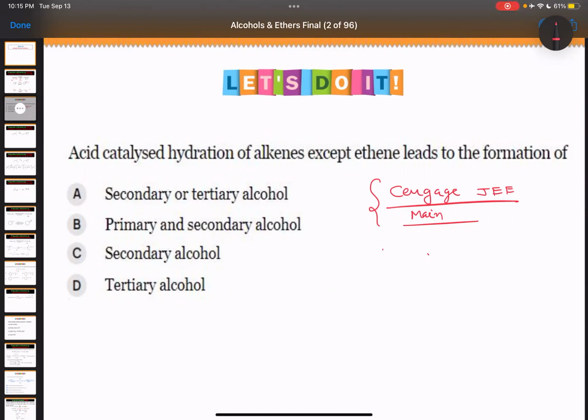But if you get a somewhat good rank in mains, you can get a good college in computer science, because there are many colleges. Any preference you have? Computer science. Yeah, computer science is the best.